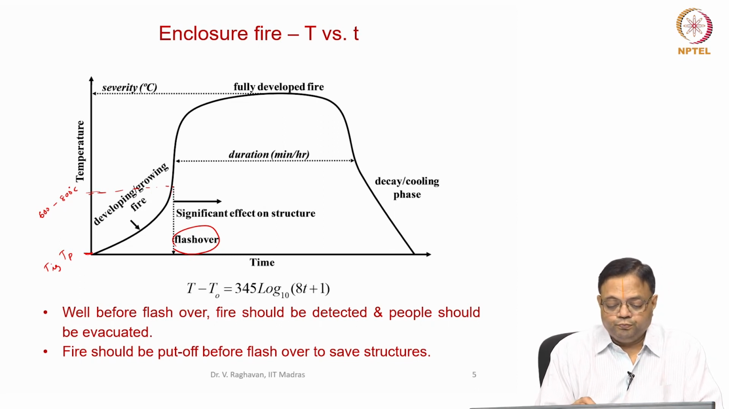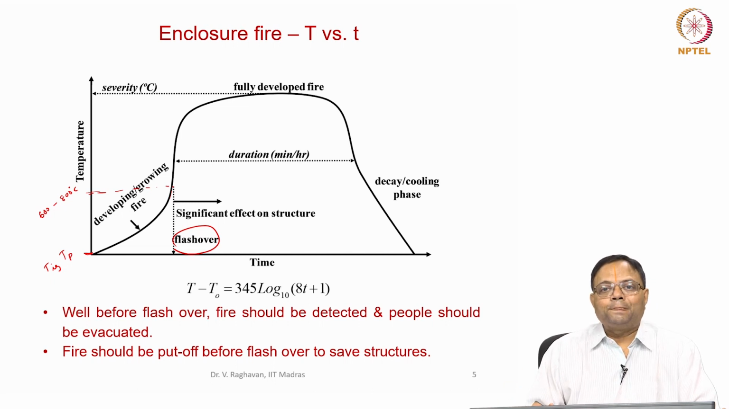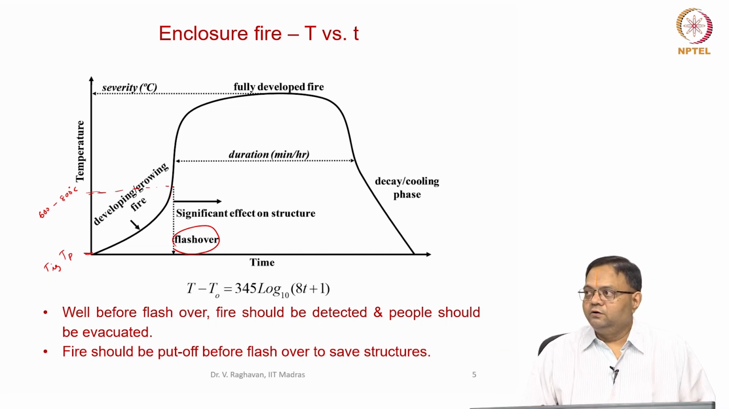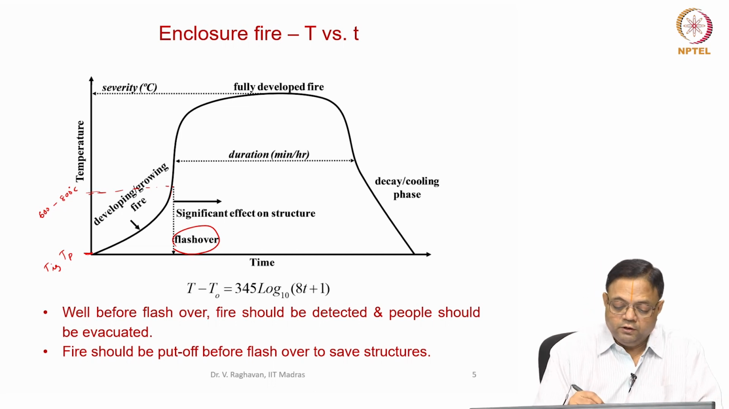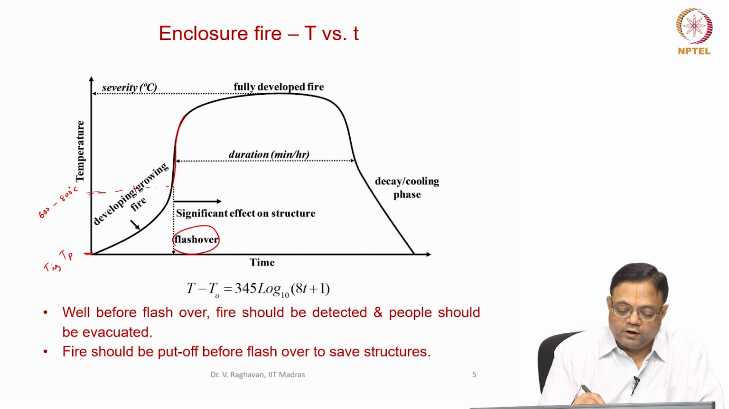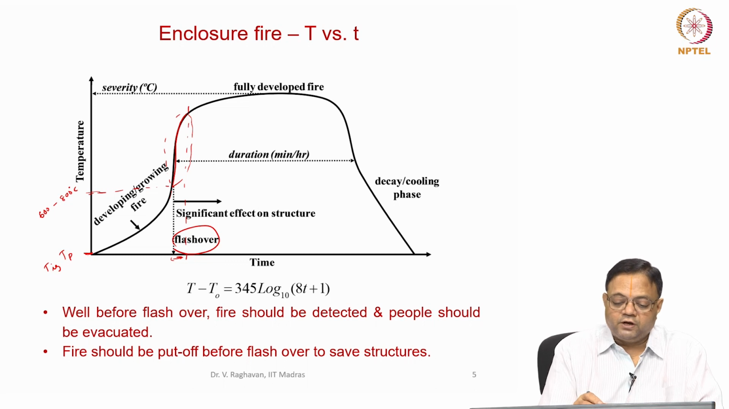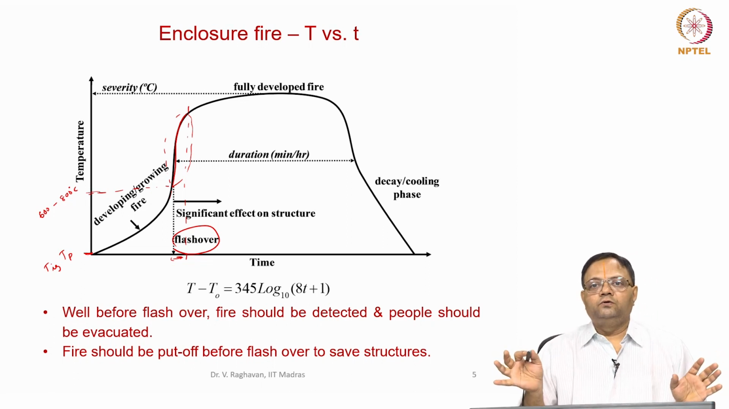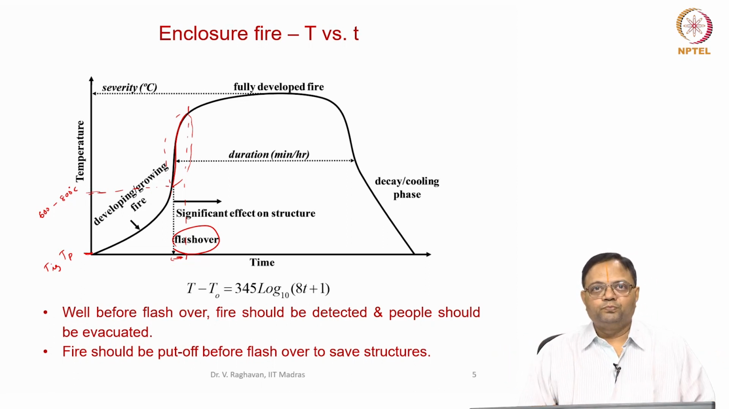Now, after that, suddenly all the commodities are ignited, which will lead to a sharp increase in temperature due to flashover. In this very short period, you can see that the delta T is very small. Within a very small period, you reach a very high temperature or very high heat release. Now, all the commodities have flames over them.